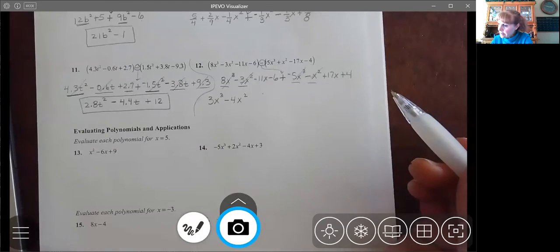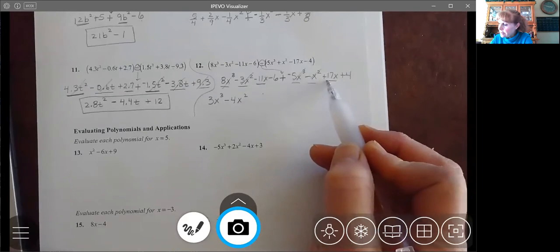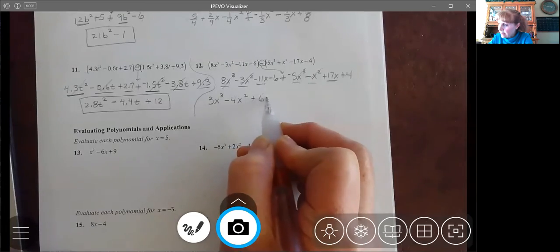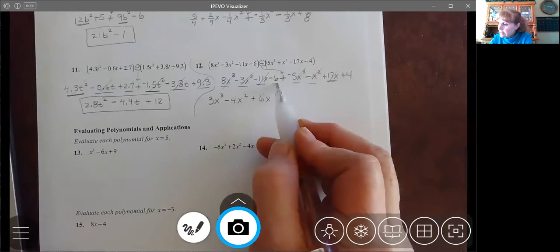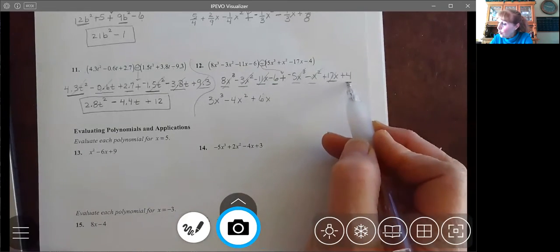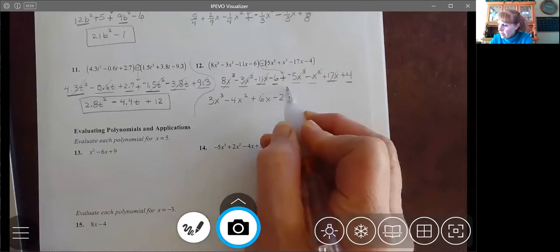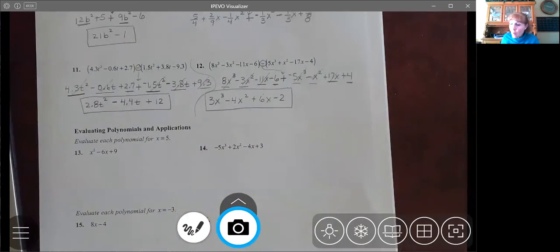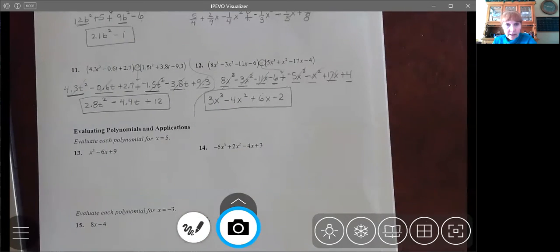Looking at the x's, negative 11x to the first and a 17x to the first gives you plus 6x to the first. Takes care of those. Minus 6 and a plus 4, those constants there, minus 2. And you have it in decreasing power, 3 to 1. And the degree of this is a 3. It's the highest power on that first term.